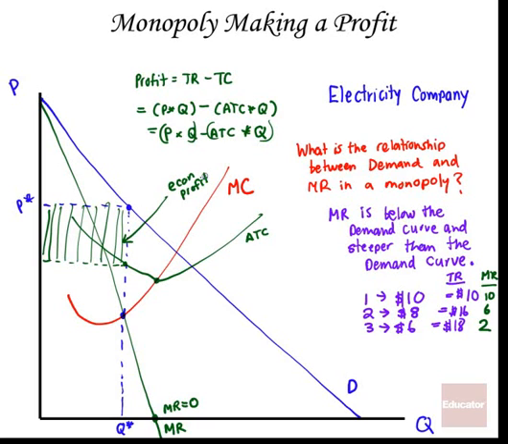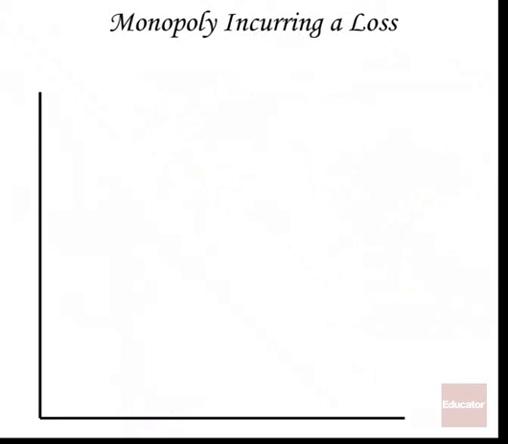And this is sustainable in the long run because there is economic profit in a monopoly, whereas in perfect competition, there is no economic profit in the long run. Now, in the short run, a monopoly can also incur a loss. And this is actually how it would be. Very similar to a monopoly making a profit, except where you draw the cost curves will obviously differ.